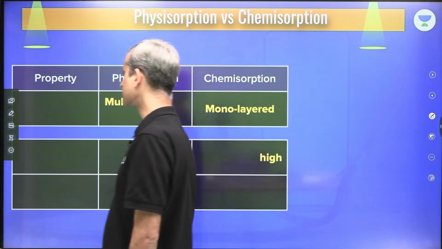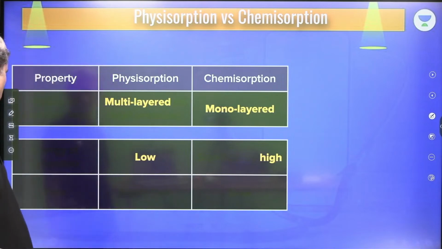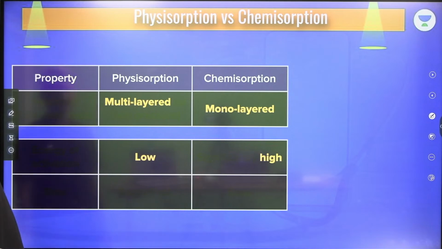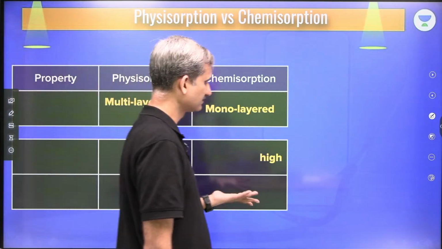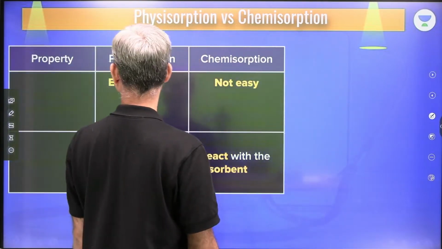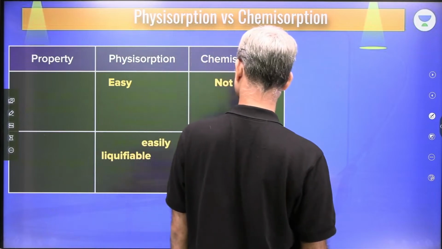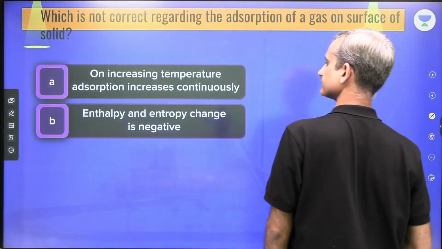Then physisorption is multi-layered, whereas chemisorption is a single layered adsorption. Energy of activation: in physisorption there is no energy of activation, in chemisorption there is energy of activation. Rate depends on what kind of temperature we have. So all these things we have already discussed.